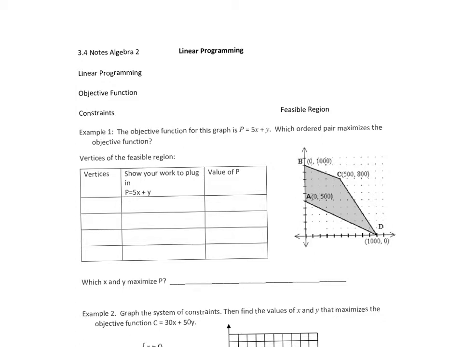Linear programming is usually used in business when you're trying to maximize a profit or minimize a cost. So linear programming involves inequalities and an objective function. An objective function can be a profit or cost equation. So usually in business, you want to maximize the profit and minimize the cost.